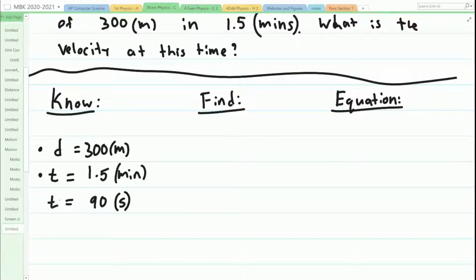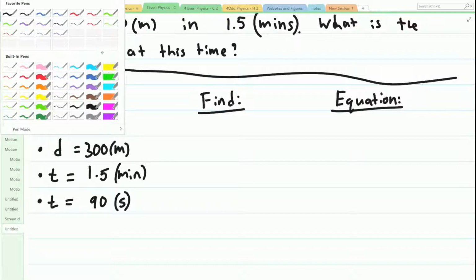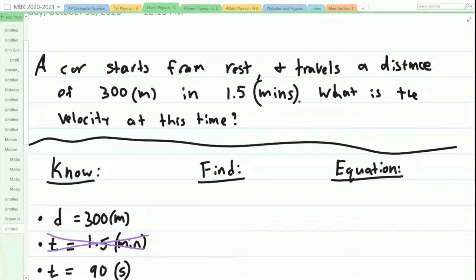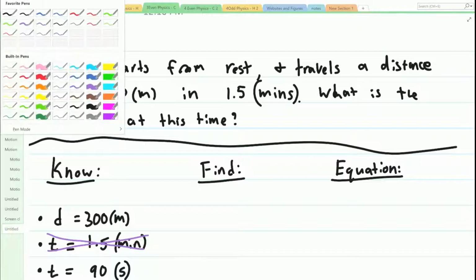So we're going to temporarily cross this one out because we're not necessarily going to use that, even though it is something that we're given. I'm going to temporarily cross this out, and that way we can just look at the one that we are going to use. Okay, and then there's actually another piece of information in here that they're giving us as a known. Does anybody know what that's going to be?